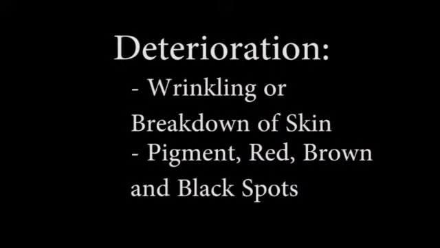Deterioration is mainly defined by wrinkling or breakdown of the skin. It can also be defined by pigment. You can see red spots, brown spots, and even black spots in the skin. This occurs by either the environment, your hereditary descent, as well as, most commonly, the solar or sun damage.